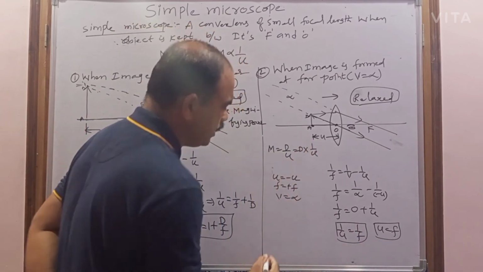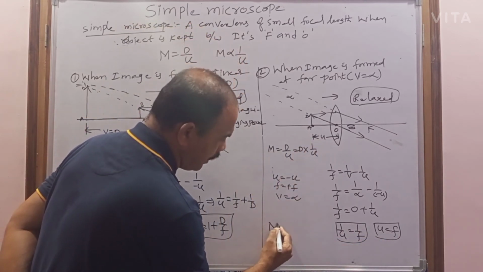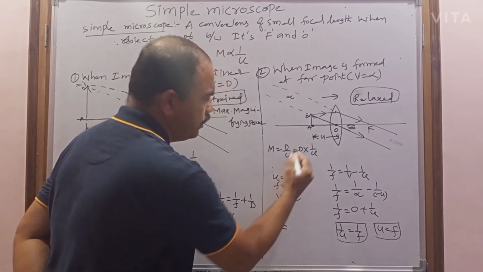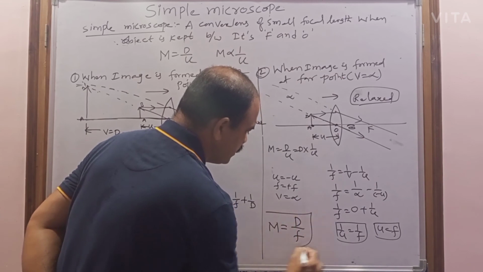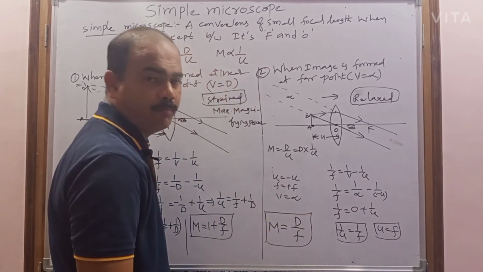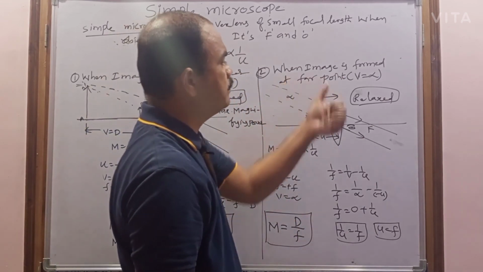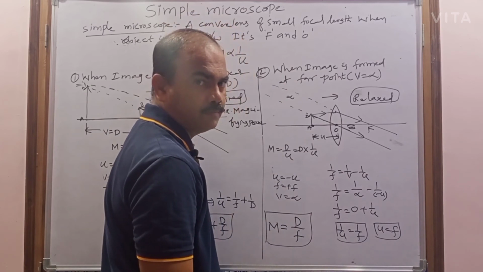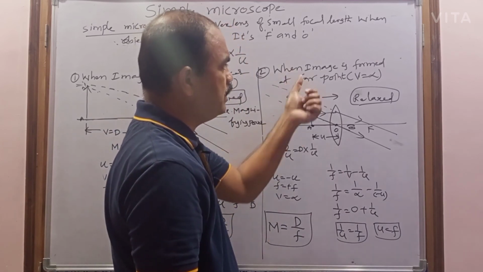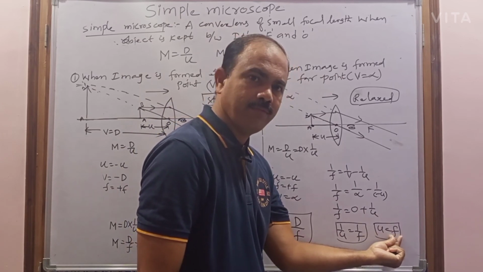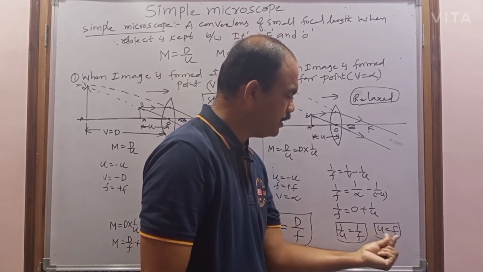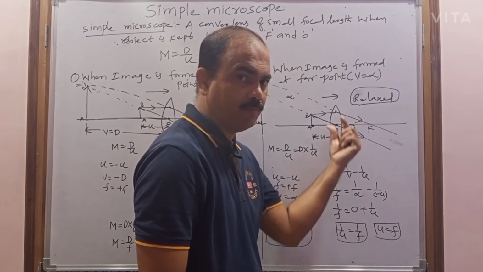Now when you substitute here, what is the magnifying power formula? M equal to D by u, and u is nothing but f. So this is the magnifying power formula when the image is formed at the far point. To form the image at the far point, you have to adjust the object distance at f, so the object distance is equal to the focal length of that simple microscope.